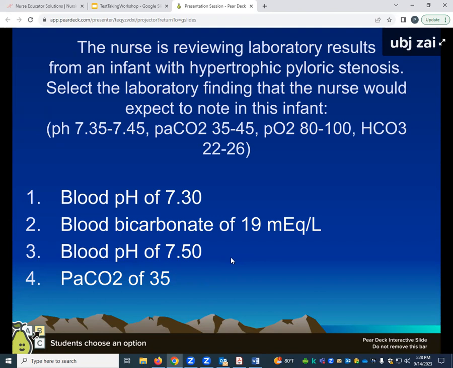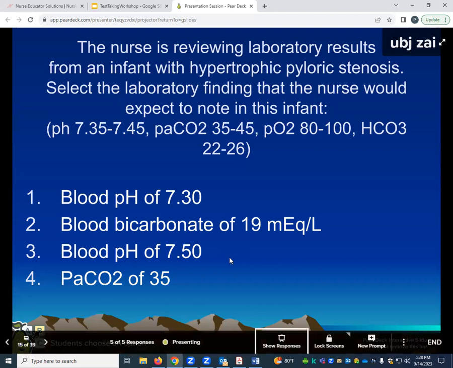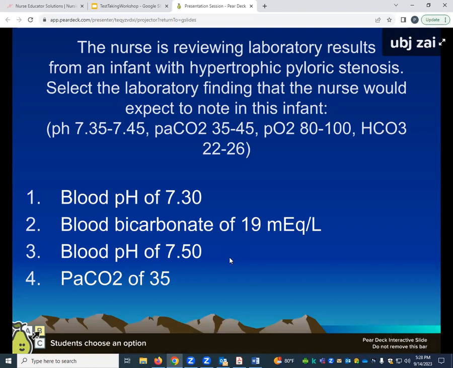So let's look at some medical terminology. Hypertrophic means that it's swollen, it's enlarged. You've heard of the pyloric sphincter. It is a sphincter at the base of the stomach that allows food to empty from the stomach into the small intestine. And stenosis means a stiffening or a narrowing. So we have a baby with a very enlarged, swollen pyloric sphincter that is stiffened and narrowed. And so it's not going to be able to open up and allow that food to go into the small intestine. It's going to just keep accumulating in the stomach.